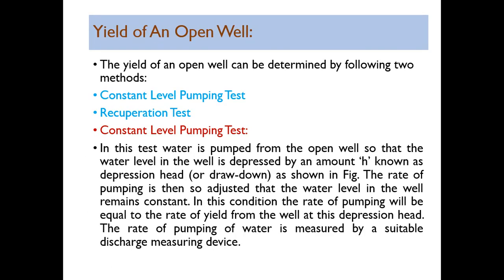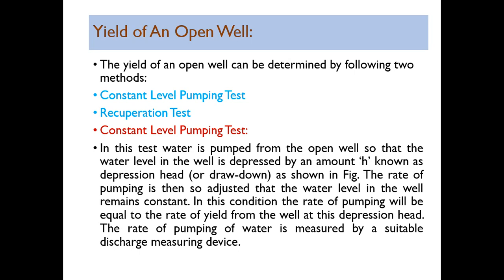Now coming to the yield of an open well. What is yield? Yield is nothing but the amount of water which can be contributed by the well, which can be discharged by the well. The yield of an open well can be determined by two methods: the constant level pumping test and the recuperation test. I'll discuss only the constant level pumping test in this video, and the recuperation test in detail in the next video.